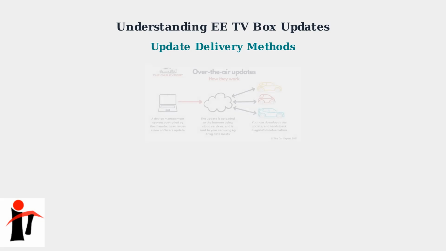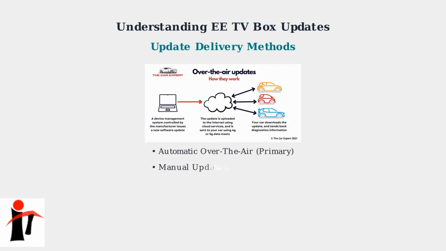EETV boxes support multiple update delivery methods. The primary method is automatic over-the-air updates that happen seamlessly in the background. Users can also manually check for updates, use USB updates in rare cases, or perform a factory reset with Update as a last resort. Understanding these options helps ensure your device stays current and secure.